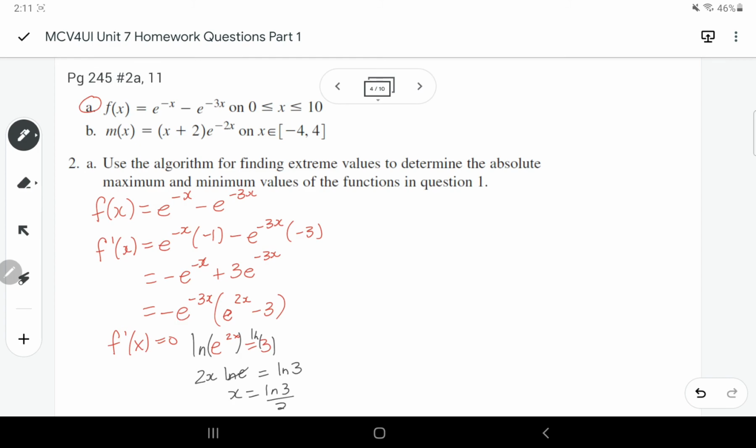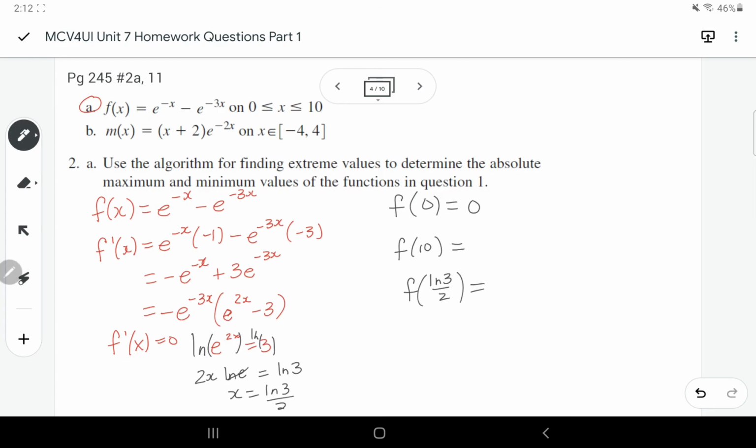So then I would take that and substitute in and figure out where the actual absolute max and min would be. So here, this is on the interval 0, 10. I would find f at 0, f at 10, and f at ln 3 over 2. That would be a potential turning point.